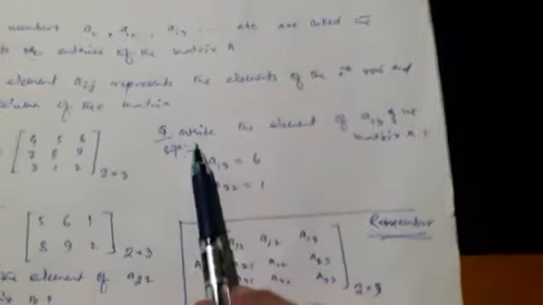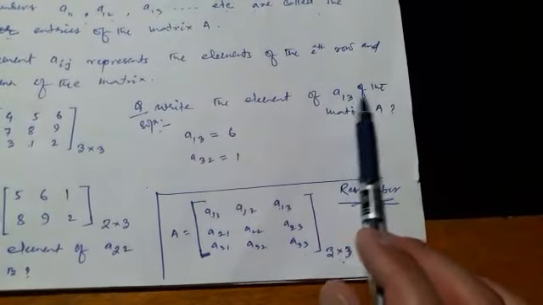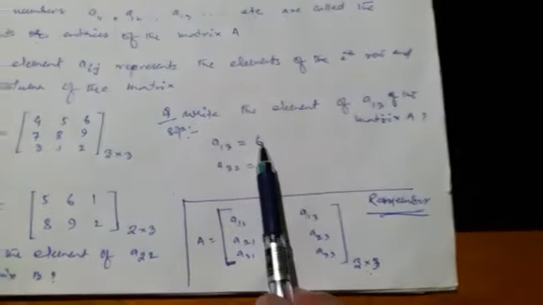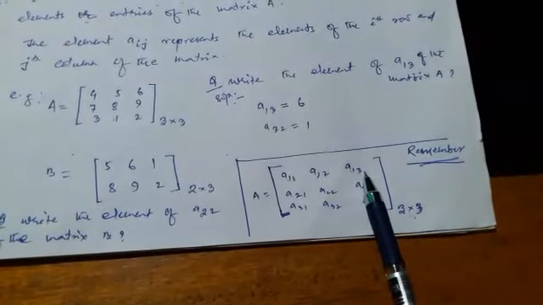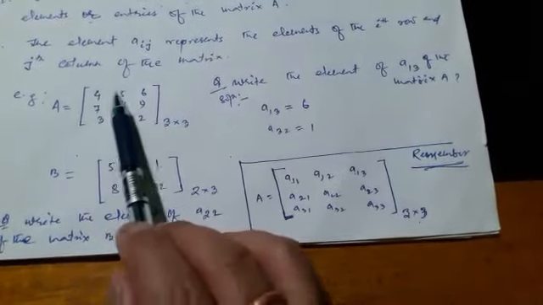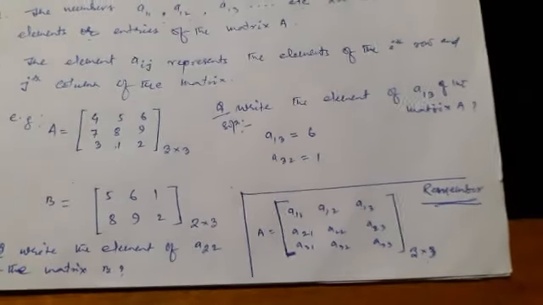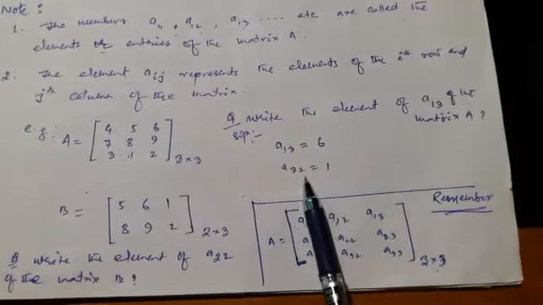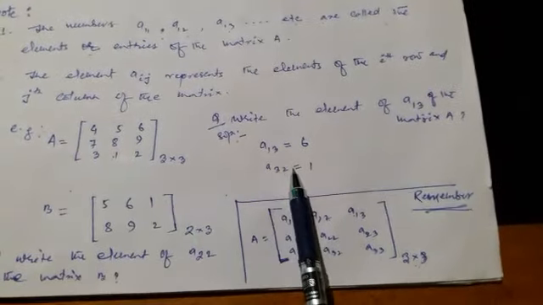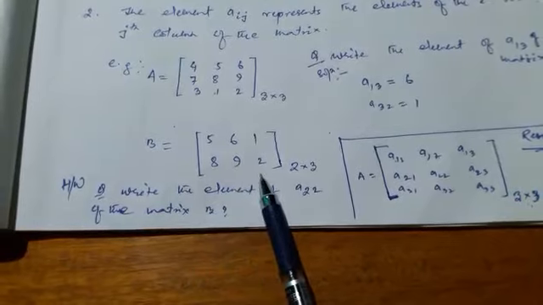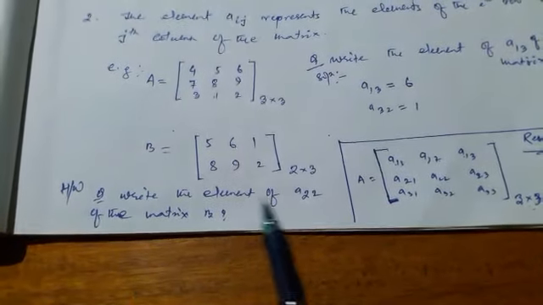See, one question is here: write the element a13 of the matrix A. This is the matrix here, a13. From here, a13 is the first row, third column element. This is the first row, third column element, which is 6. Like that, a32 is the third row and second column element, which is 1. So I'm giving one example again. Take this example and find out this element.